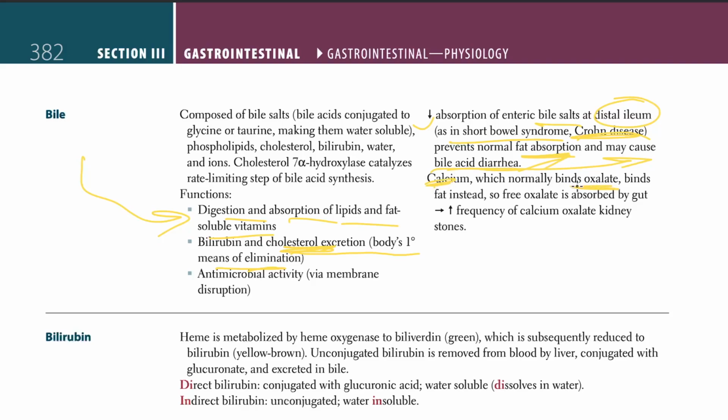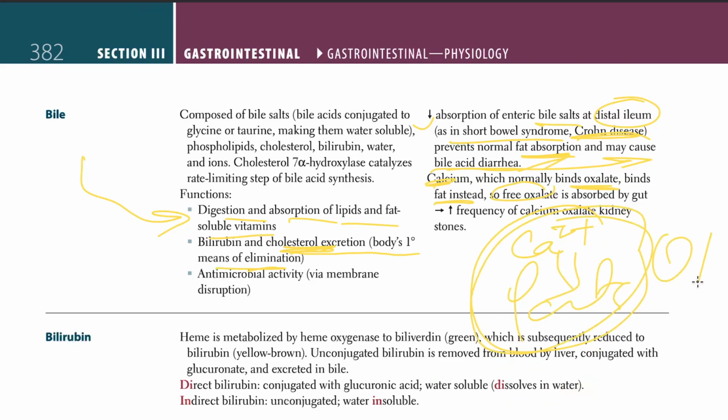binds the fat instead. Normally you have the oxalate in the gut, and the calcium binds it in the gut and it gets out. But if you don't have the calcium, why? Because the calcium loves to bind to fats.